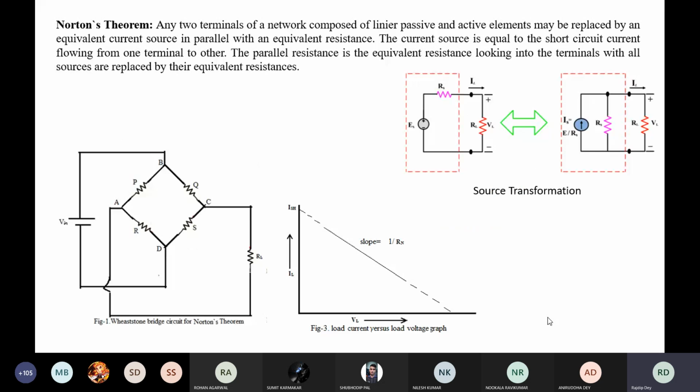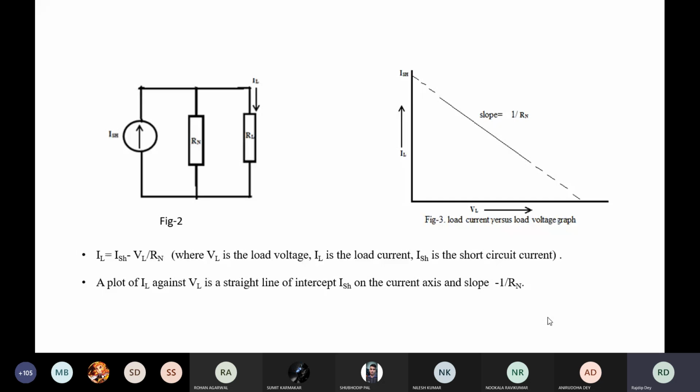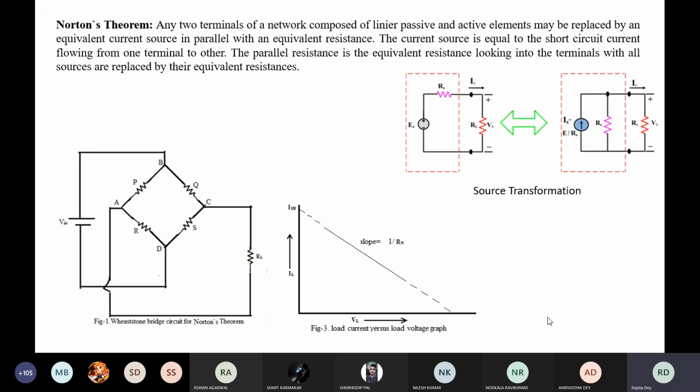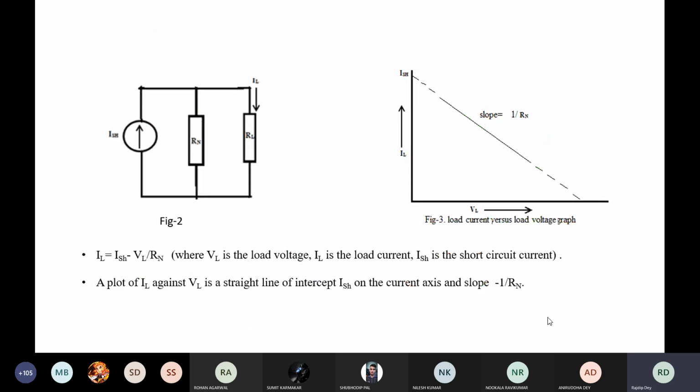These two circuits in figure 1 and figure 3 are the same. Why? You can see the loads are the same. Here the load is RL, here also the load is RL. And if we remove the load RL, the other parts of the circuit are also the same. Why? The bridge circuit with the source is replaced by the current source with the resistance in parallel, that is RN. So this is our Norton's theorem. What we need to prove here: through this experiment, we practically try to prove Norton's theorem.